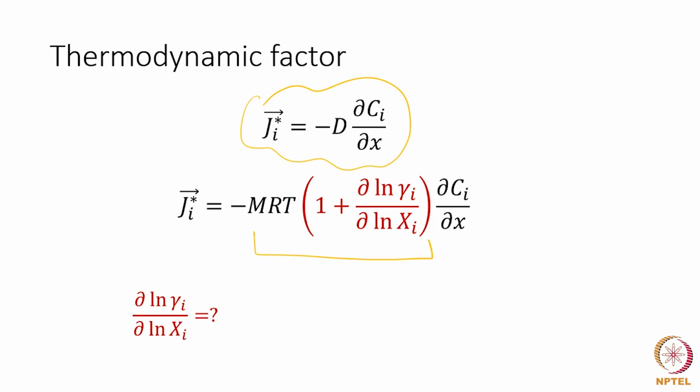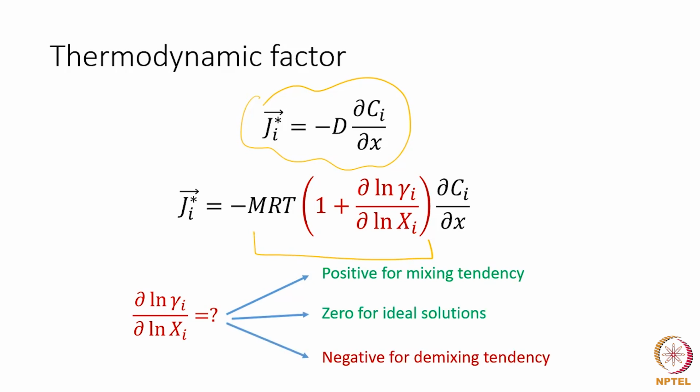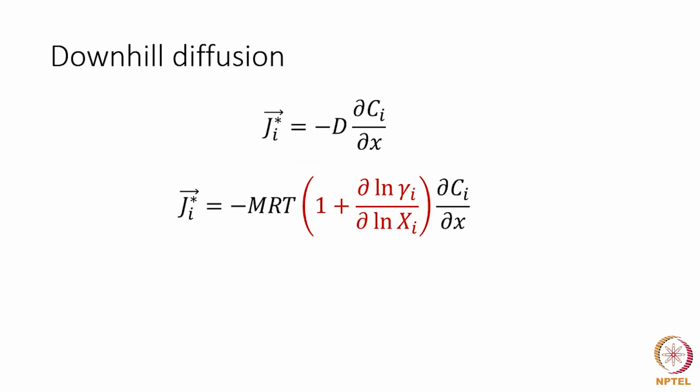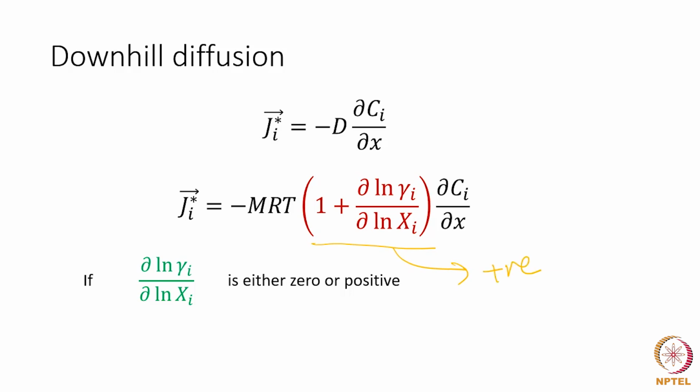And what does it mean when you say the thermodynamic factor is positive or 0 or negative? We see that it's positive or 0 for situations of mixing or ideal solutions, and negative where there is a demixing tendency. Whenever you have the thermodynamic factor either 0 or positive, this entire quantity will be positive, so the diffusivity is positive. That means you have a very standard situation taught in the textbooks, namely Fick's law, telling that the diffusional flux is down the concentration gradient, and the coefficient is diffusivity, which is positive. We call it downhill diffusion because it is down the concentration gradient.